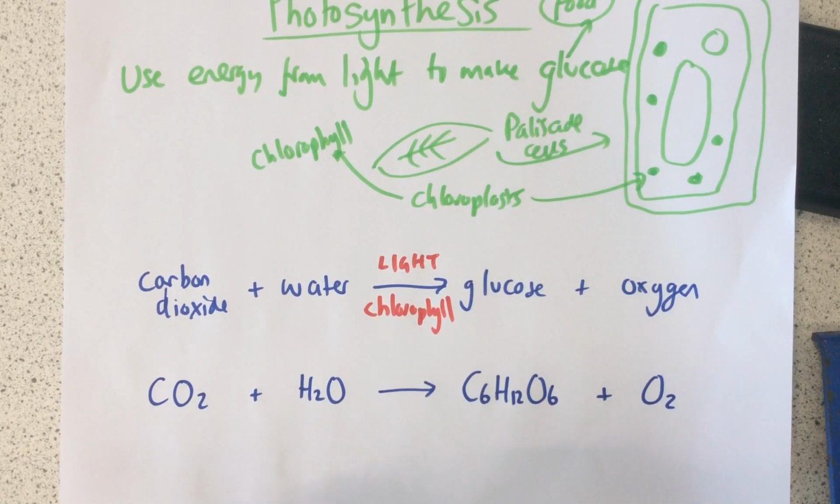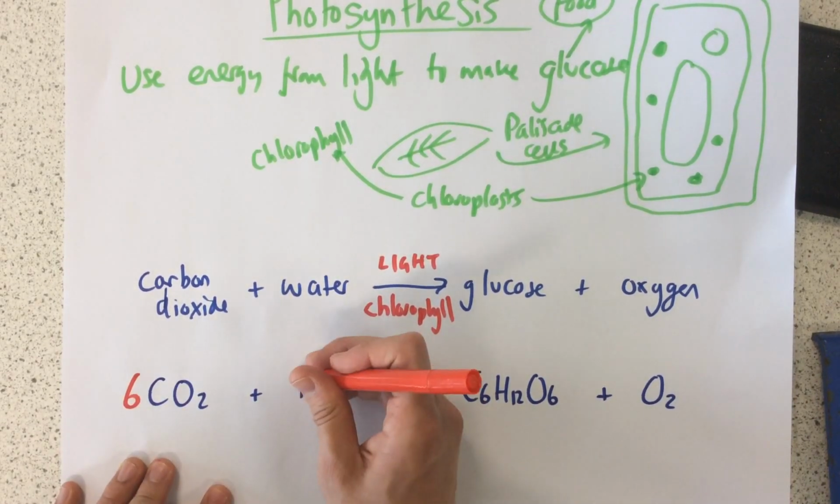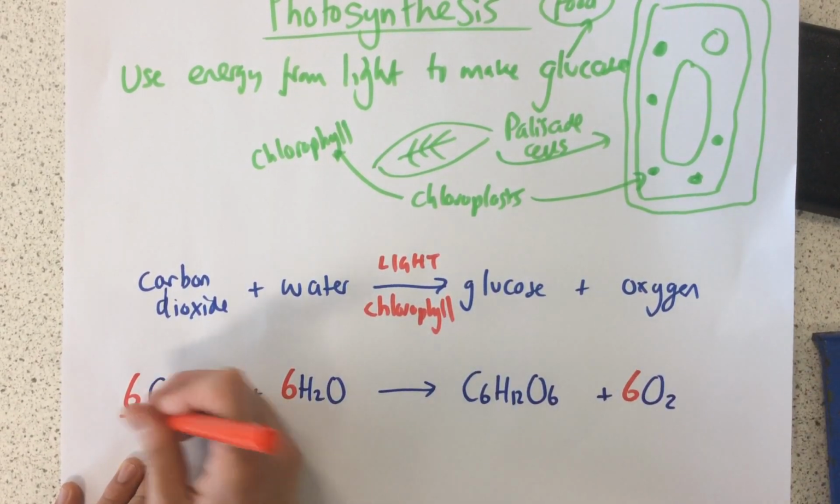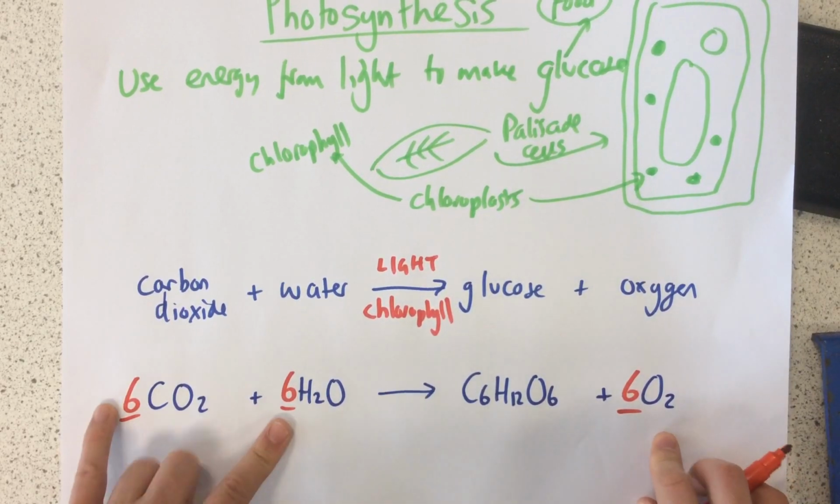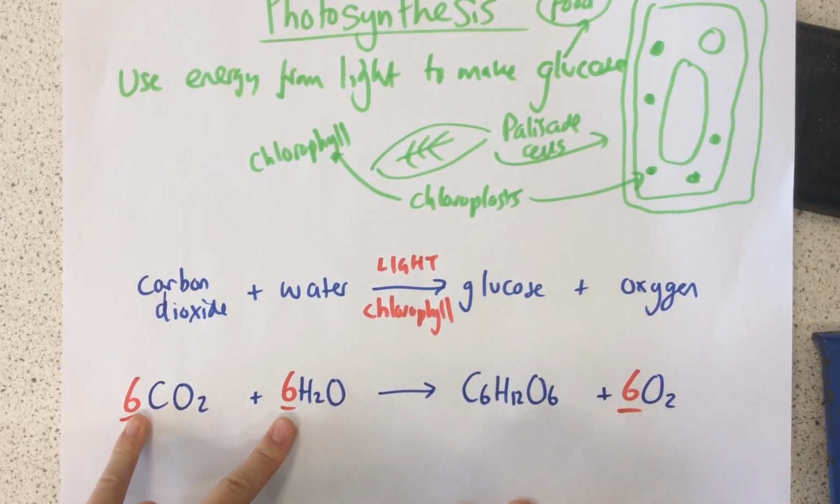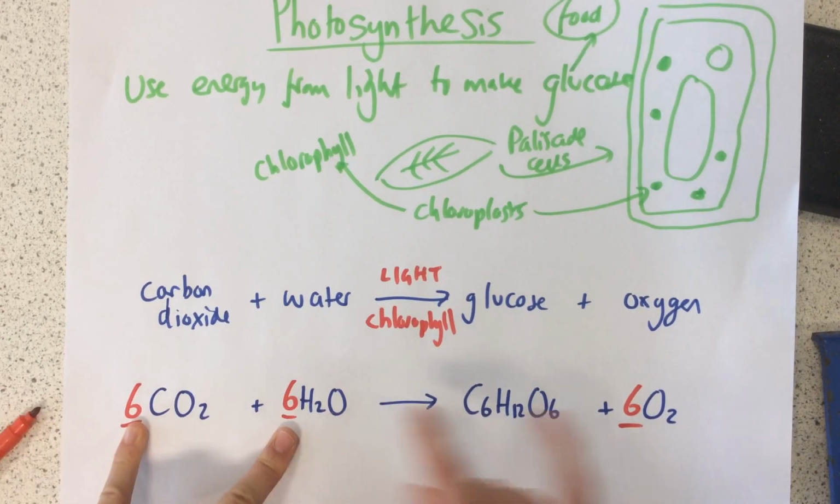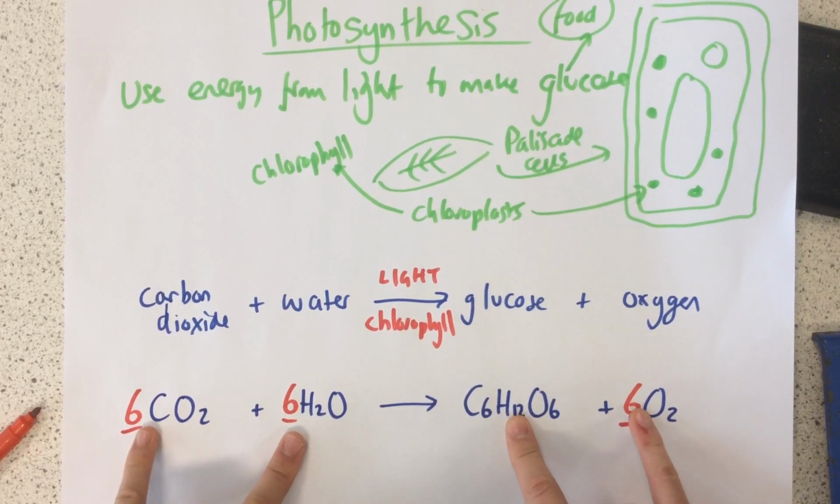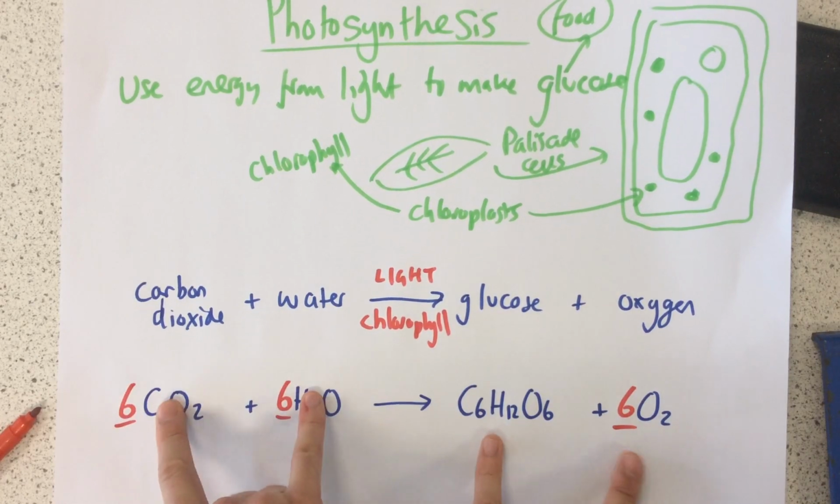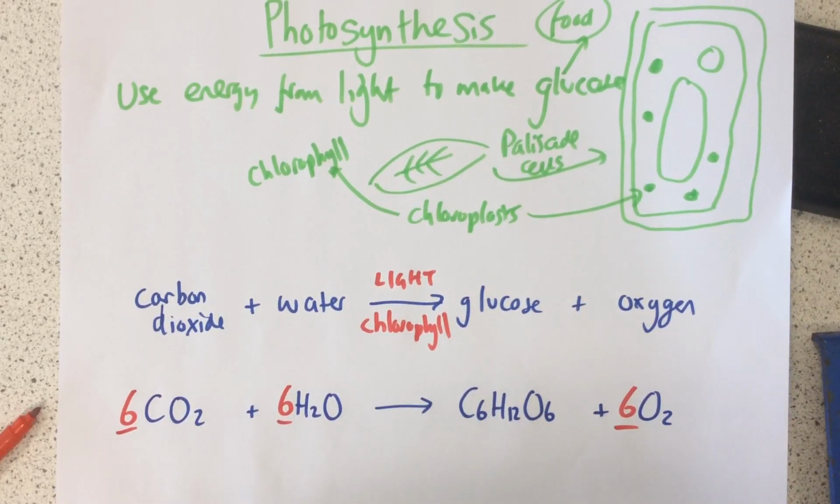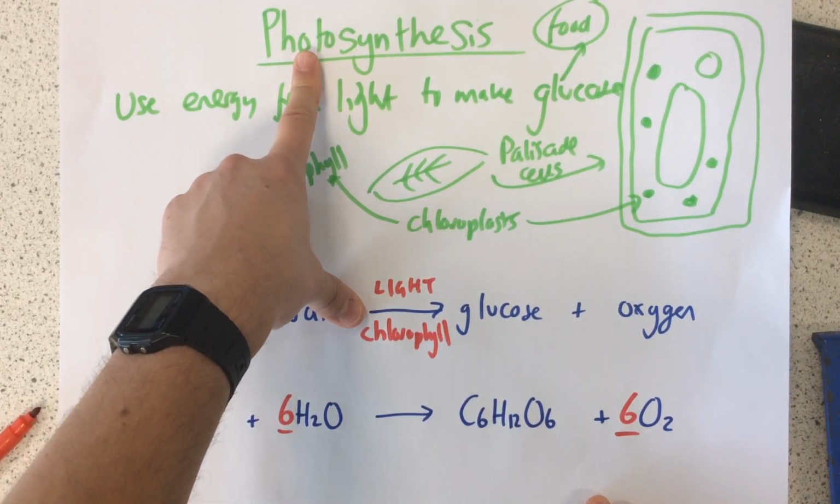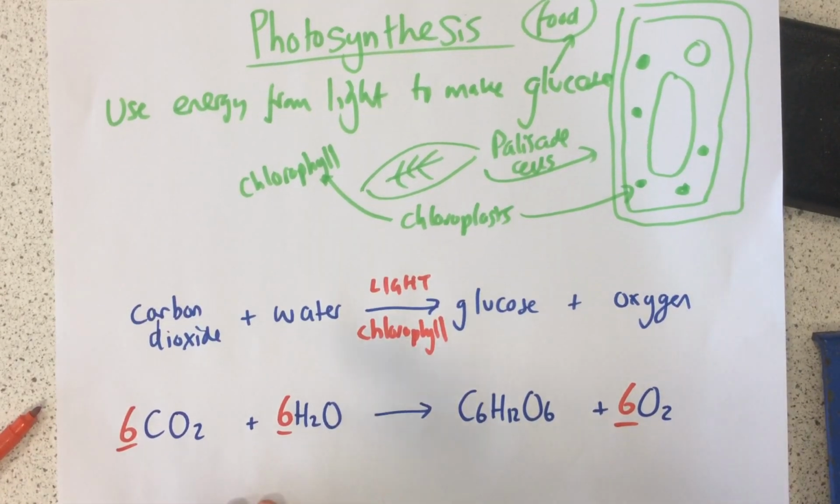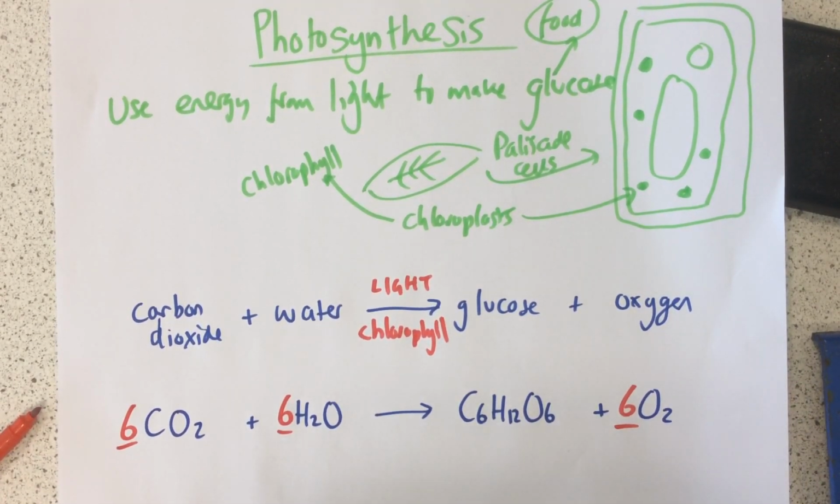Now balancing it is dead simple. We just need a 6 here, a 6 here and a 6 here. 6, 6, 6. It's a nice way of remembering it. Now, the nice thing about the equation for photosynthesis is it's the same as the equation for aerobic respiration, but only the products switch round with the reactants. So if you can remember the equation for photosynthesis, you should hopefully also remember the equation for aerobic respiration.